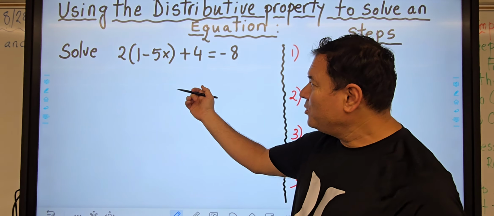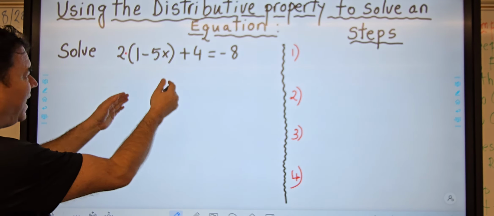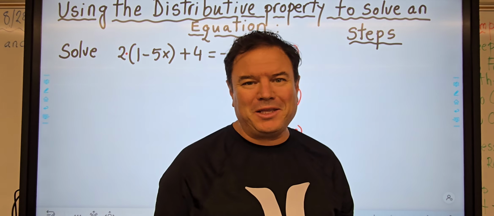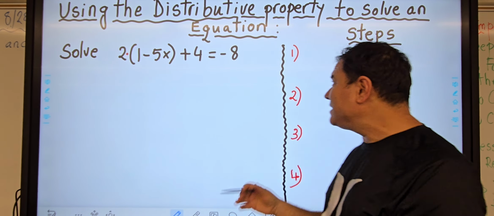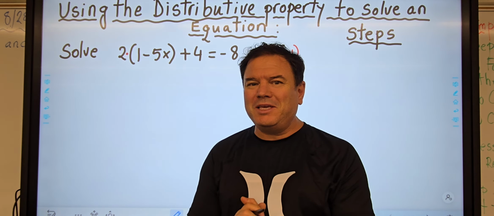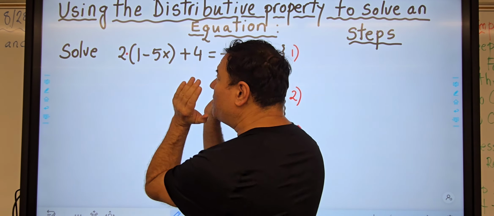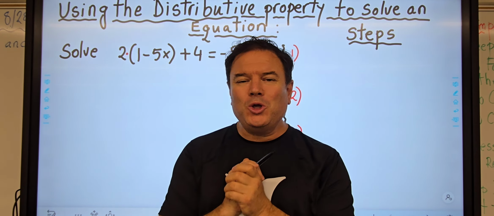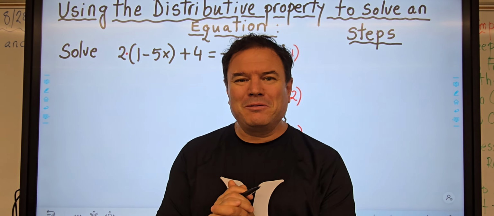We have 2 times (1 minus 5x) in parentheses, plus 4, equals negative 8. And again, our goal is to solve for the variable, which is x. And today we are going to go through a couple of steps in order for us to solve this equation. Step number 1 is, anytime we have parentheses in an equation, our first step would be to use the distributive property to get rid of those parentheses.